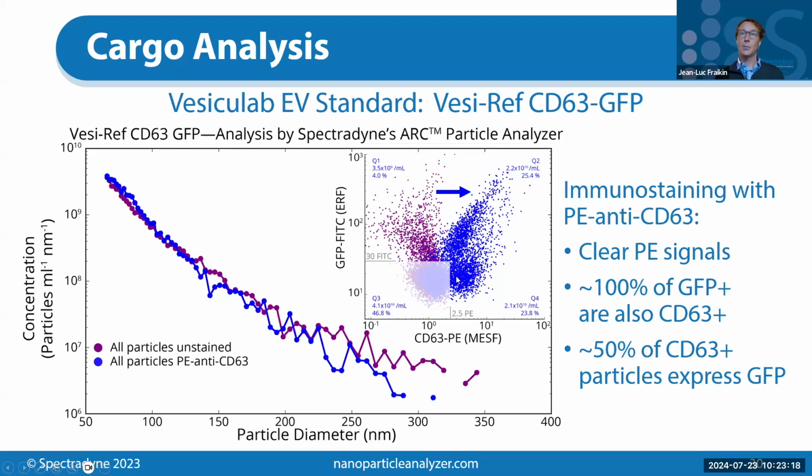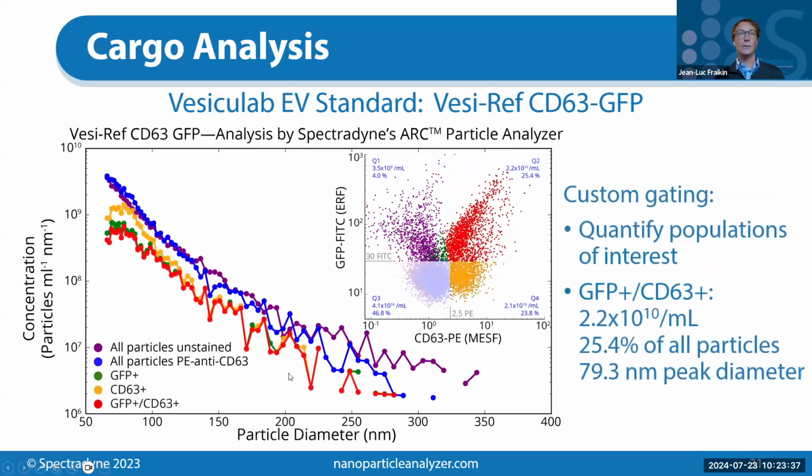And then there's also a population down here of EVs that pick up the CD63 staining but did not express GFP. And we understand that to be wild type CD63 on some of these EVs. And that's also to be expected given the transfection protocol that's used. So we can be quantitative over any one of these quadrants or really any gate that you like. What I'm showing you here are the particle concentration versus size for any one of these subpopulations as indicated by the color.